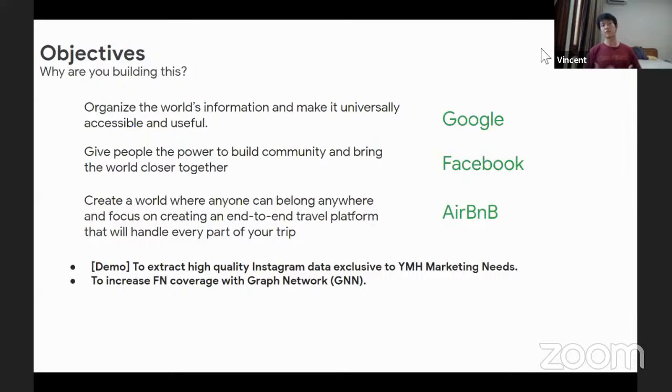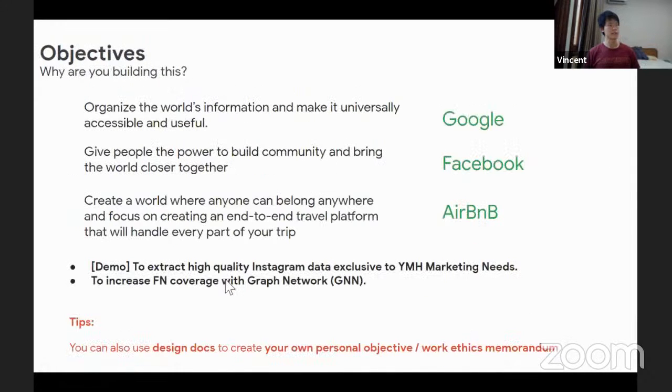the highlight, if you want to make a simple and successful objective, is that you just want to make it short. Or KISS: keep it simple and short. In other words, for example, here in the demo, I say to extract high quality Instagram data, or to increase FN coverage with graph network. It's really up to you, depending on your use case.